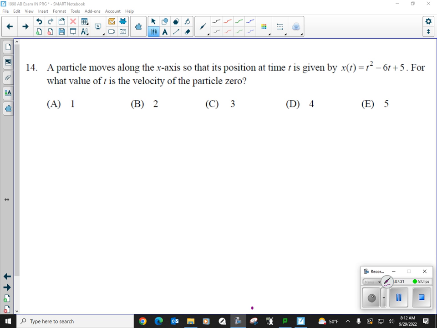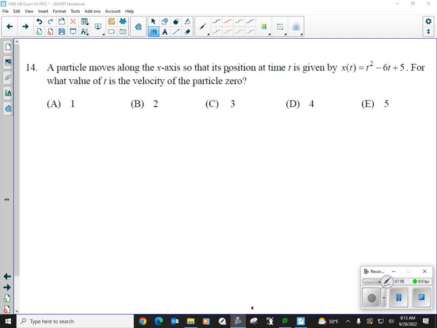Number 14 is a good question. Even though there's no graph, I'll still do it. A particle moves along the x-axis so that its position at any time t is given by x of t equals t squared minus 6t plus 5. For what value of t is the velocity of the particle 0?